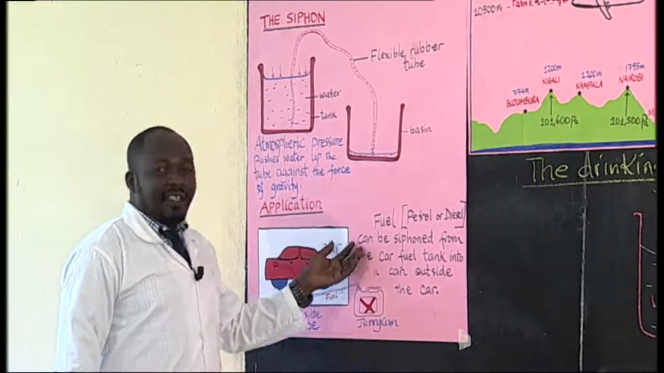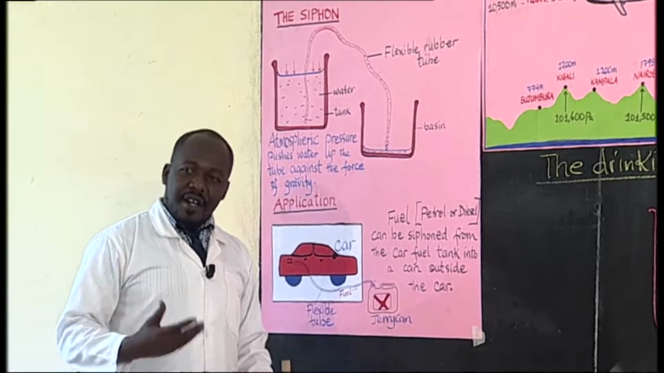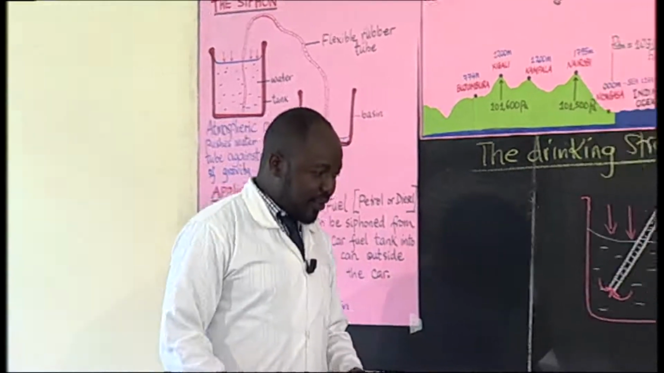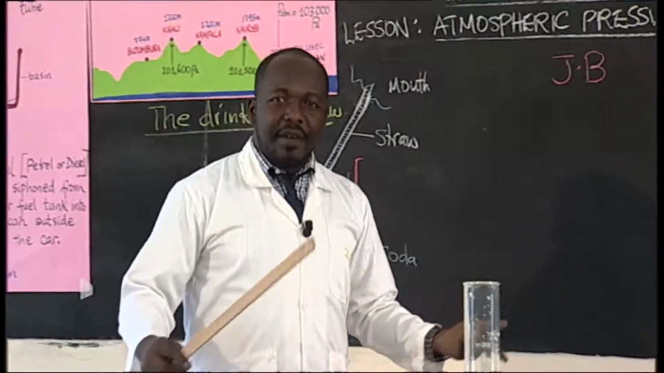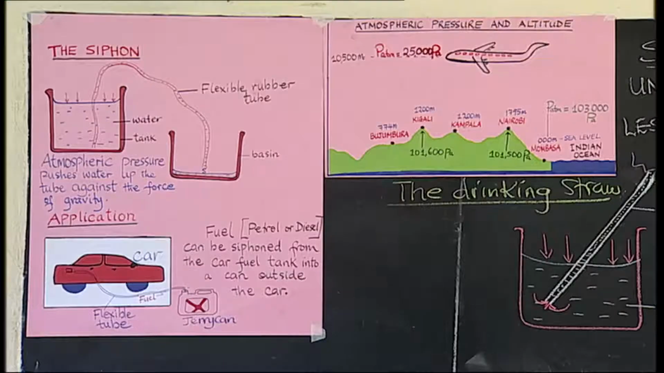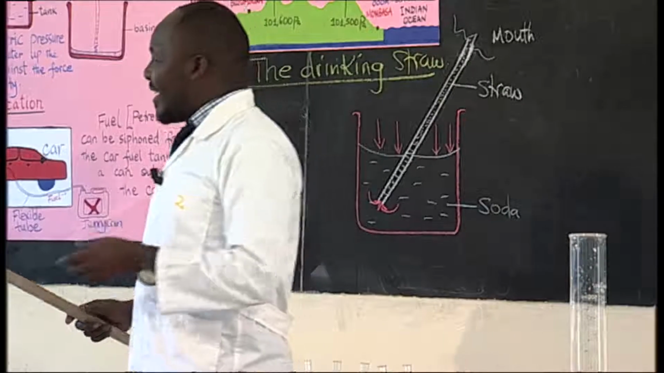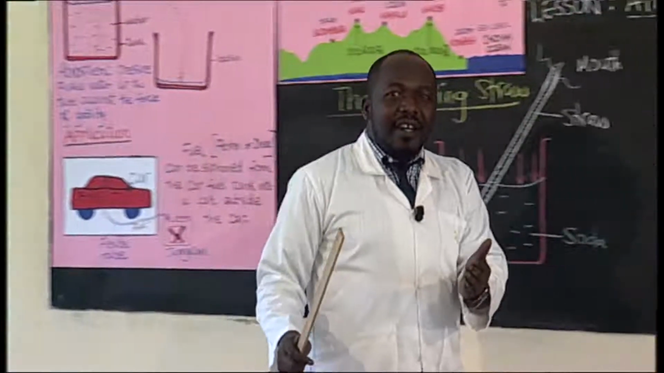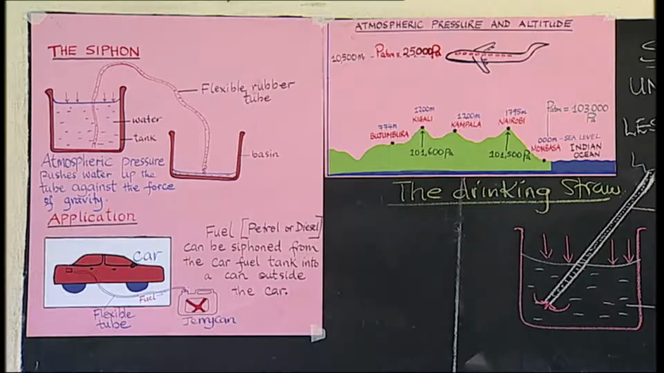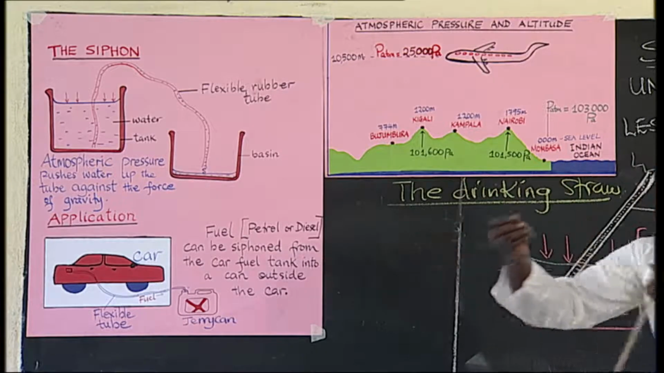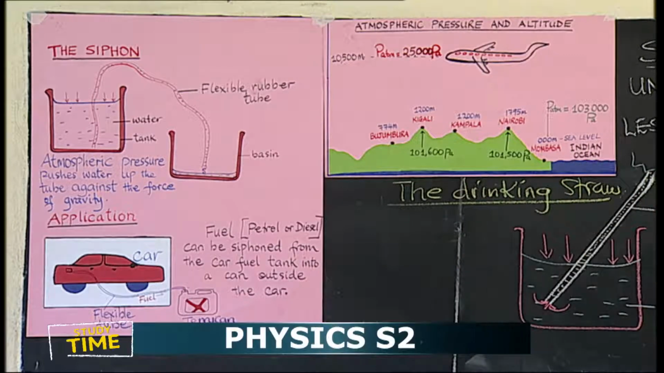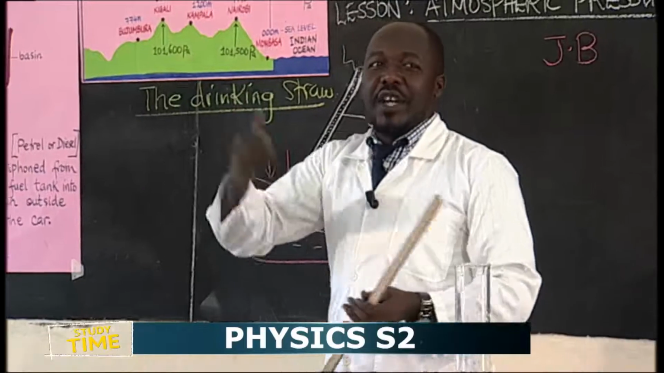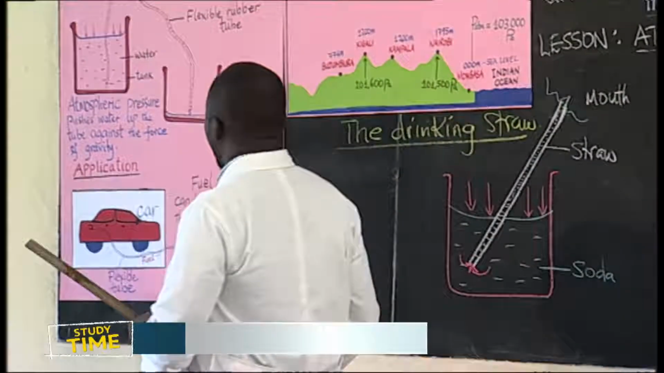We can apply it like if you are driving a car, or your parent, or your elder brother is driving a car, you happen to be in the car, and then fuel gets finished. But then there's another car which has got some fuel, and you want to remove fuel from one car to the next car. You are not at a fuel station, remember? How then do we remove fuel from the tank of one car to the next one, so that you can continue with your journey? We then use a siphon.